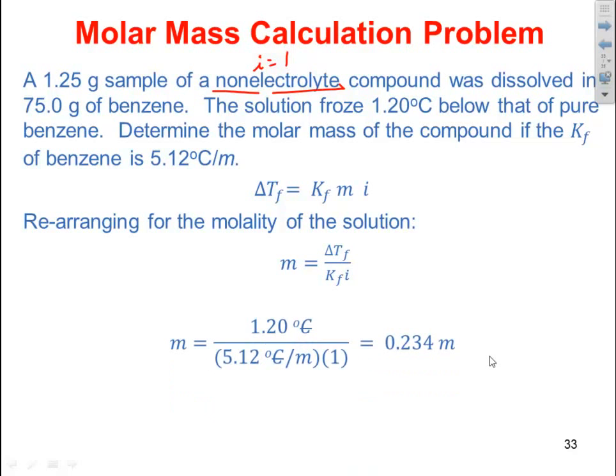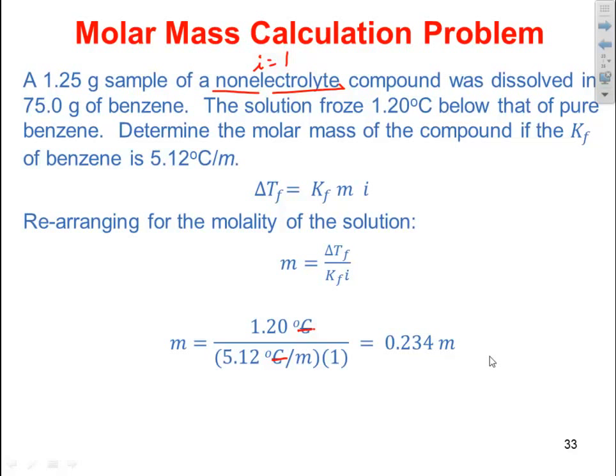We plug in our values. We're given delta TF is 1.20 degrees C. Our Kf is 5.12 degrees C per molality. Our degrees C cancel. Our molality is in the denominator, which means it's in the numerator. So if we do our calculation, our final unit would be molality, and our final numeric value is 0.234. So the molality of this unknown non-electrolyte compound is 0.234 molality.